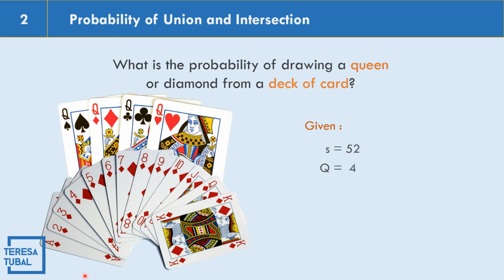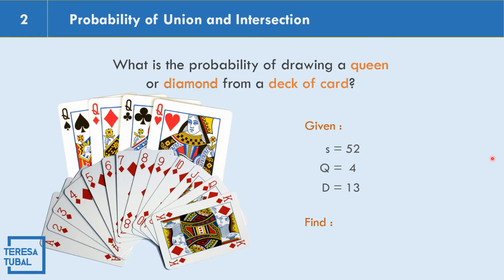Let us get the queen. The queen, 1 in a spade, 1 in a diamond, 1 in a club, and 1 in a heart, that is equal to 4. How about the total number of diamonds? That is equal to 13. If we count all in all, that is equal to 13.